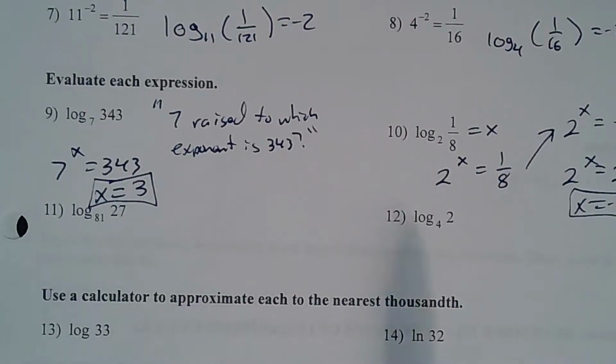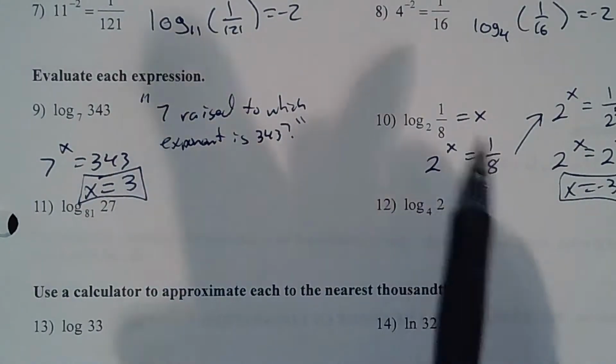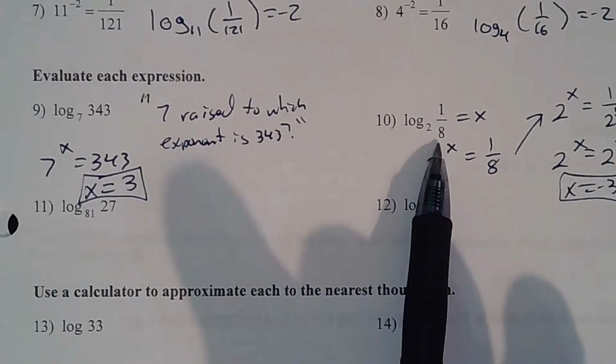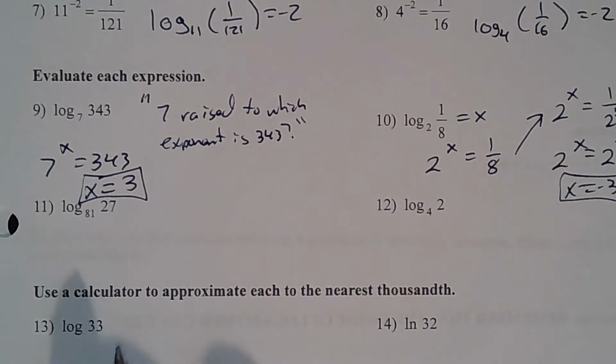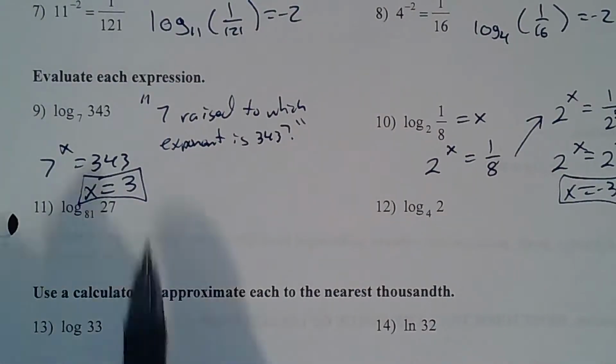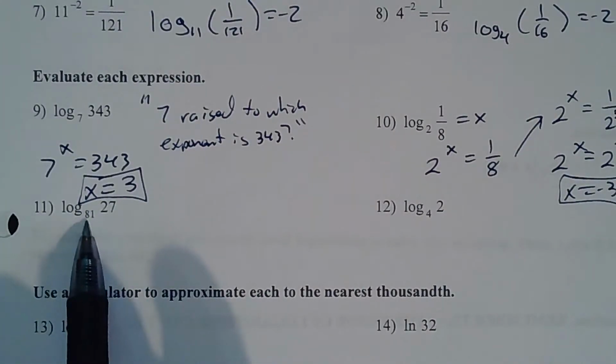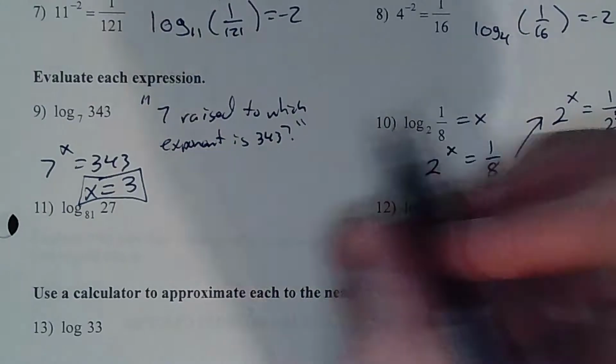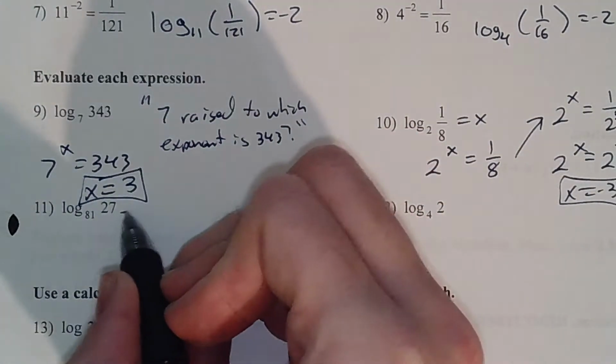Now, numbers 11 and 12. Let's check this out. So here, we had 2 1/8, and you got a negative number, because when you have a fraction on the inside of this, you will usually have a negative answer. Not always, but usually. These questions, where the larger number is the base, you're almost always going to get a fractional answer. Let's talk about why we get a fractional answer. So let's say log base 81 is 27.